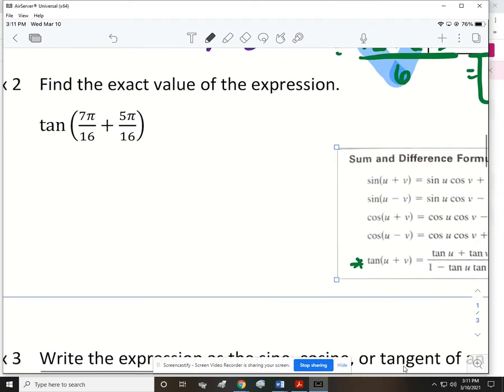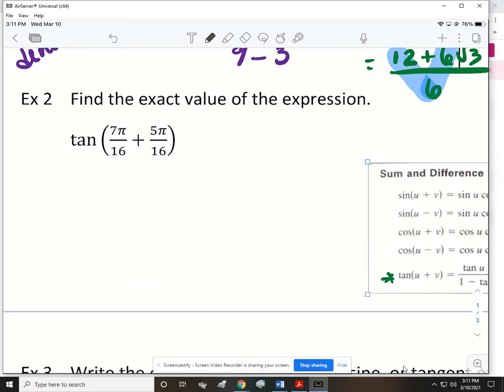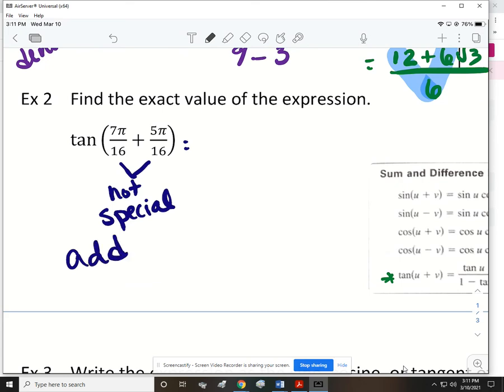So if you were given this to find the tangent of 7 pi over 16 plus 5 pi over 16, you might start using the formula, but if you notice, these are not special. The 16 in the denominator is not special. So we're going to go ahead and add. When I add those, I'm going to get 12 pi over 16, and that is going to reduce to 3 pi over 4.